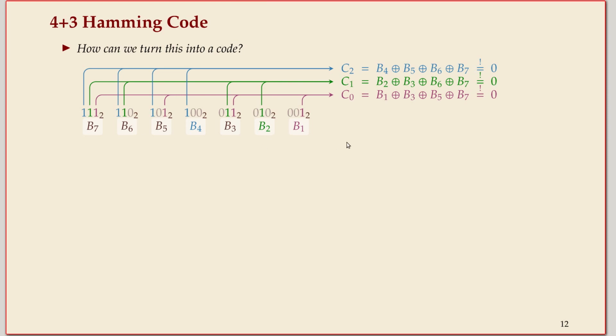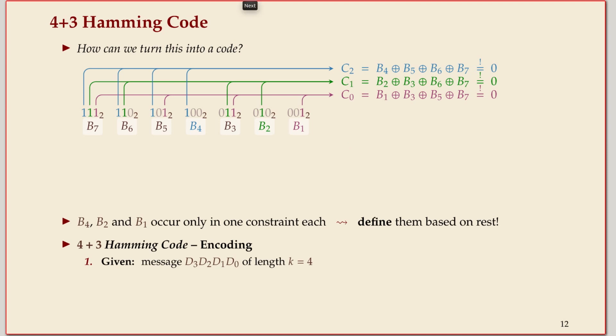So this is the picture from before, but how does that turn into a code? One observation here is that if you take the bits at powers of 2, 1, 2, and 4, they occur in exactly one of these colored constraints. So we can actually turn the arrow around and define these 3 so that C is 0, which means we can take the other 4 bits. These are our message, and those 3 bits are determined by that. So that's part of the overhead. That's the parity bits that we use.